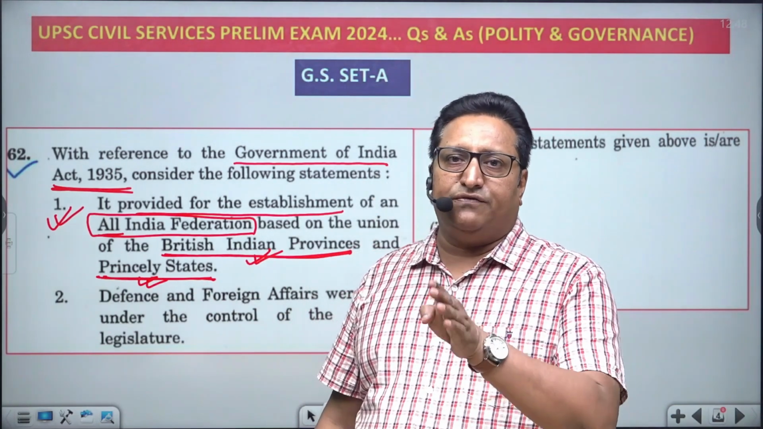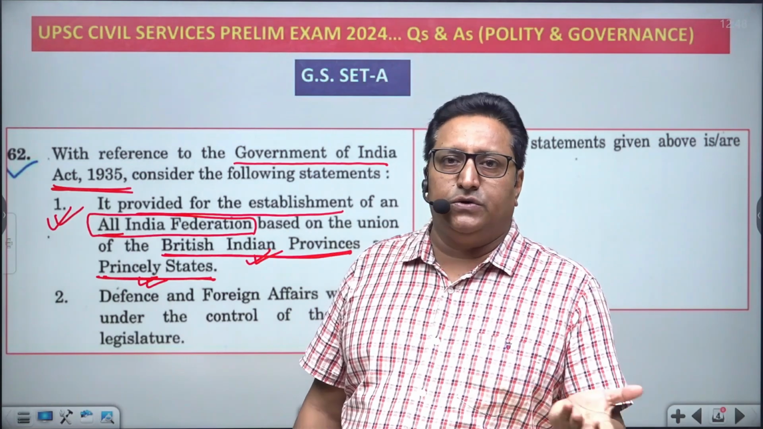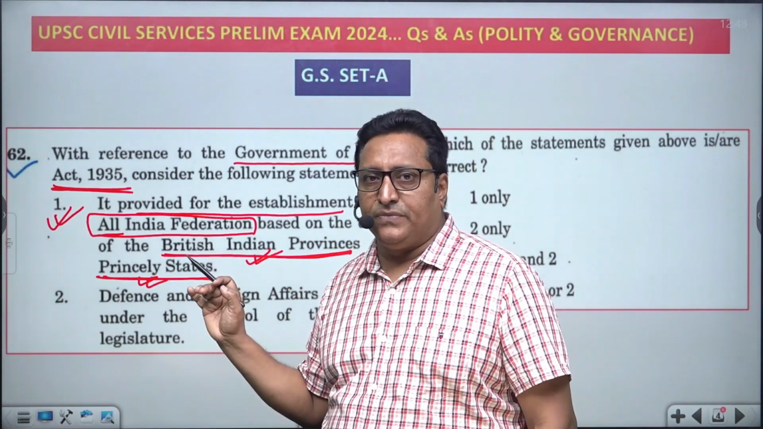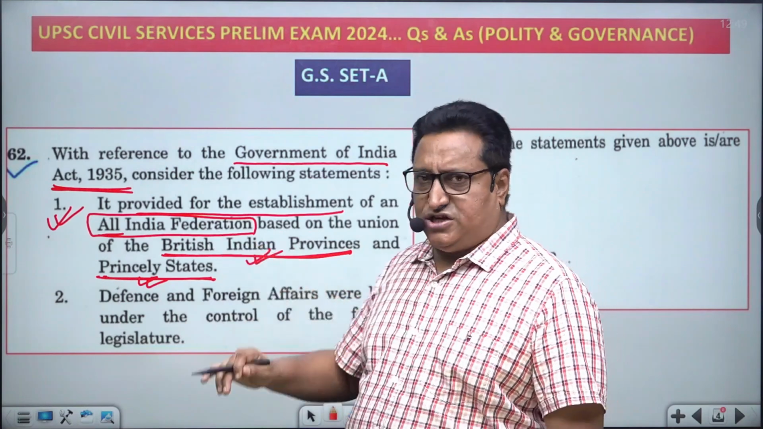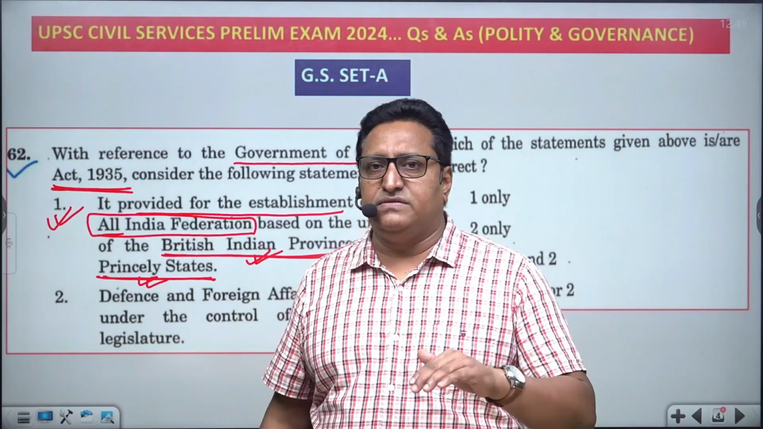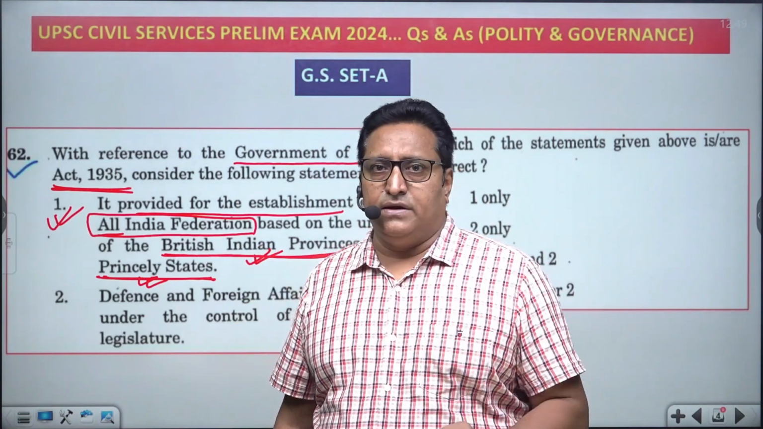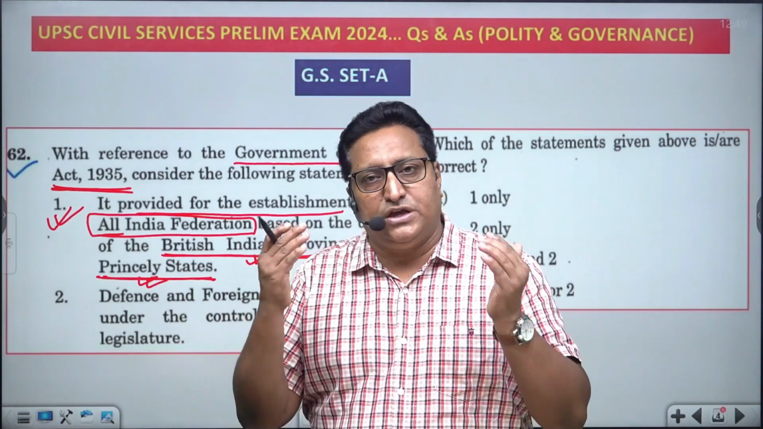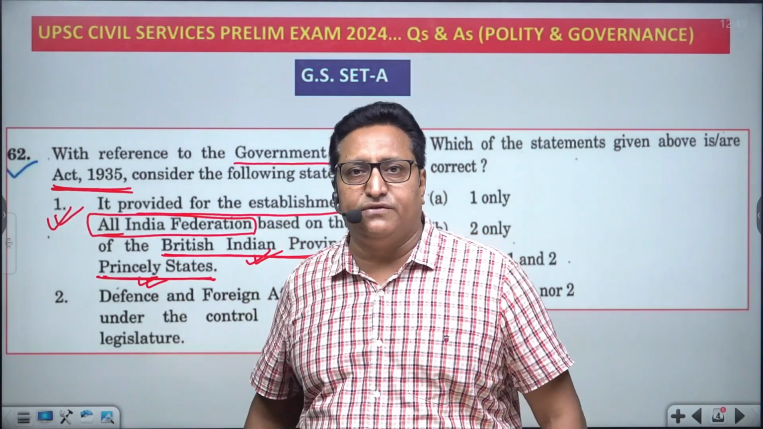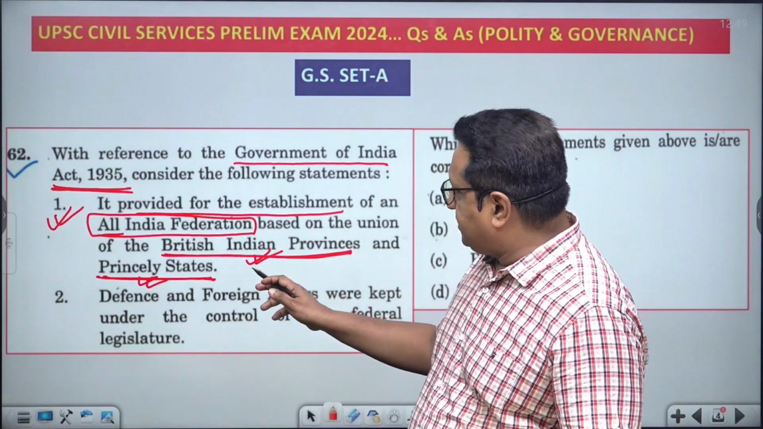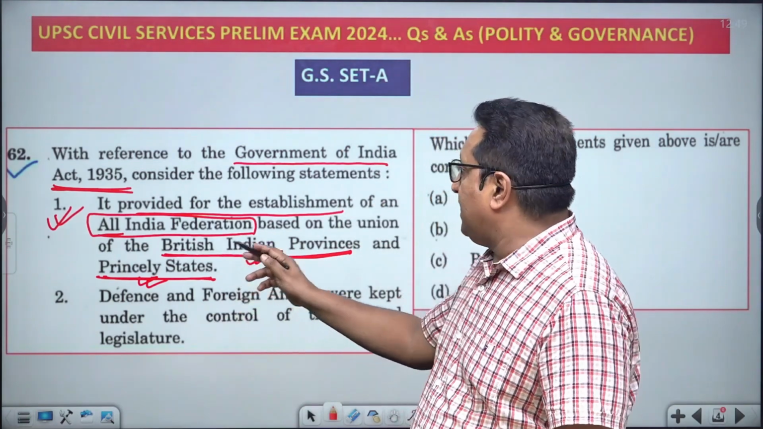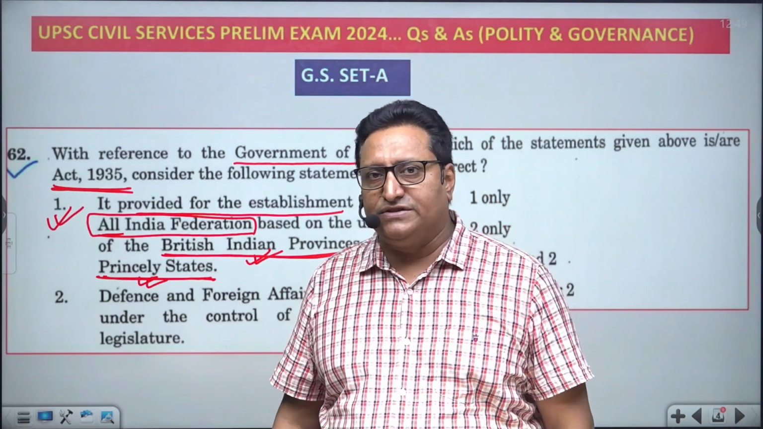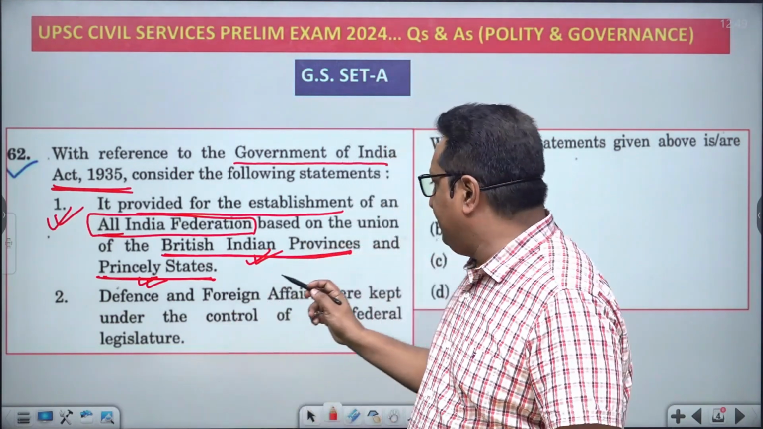If they wanted to join the federation, okay. If they did not, that would also be okay. So they were given a choice. To which the Indian nationals had disagreed. They showed their opposition to this kind of provision, that they should be compulsorily made to join the federation. Anyways, the statement is true, right? That the federation would comprise British provinces as well as the princely states.